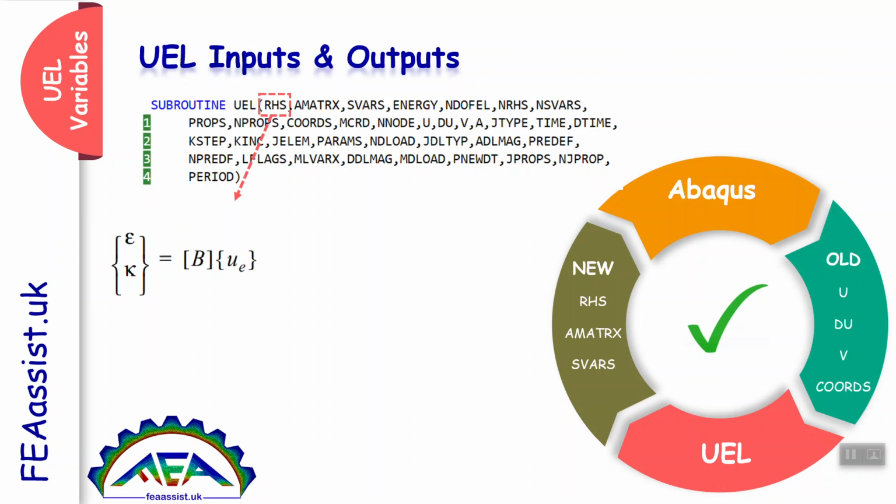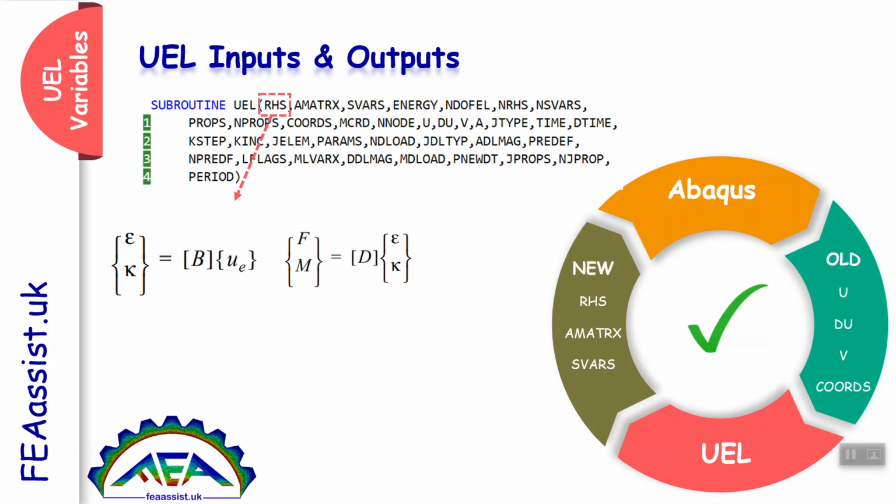Strain is a function of displacement. Here we add curvature for that. K is curvature. Strain and curvature is a function of UE, which is displacement, by a matrix we call B matrix.